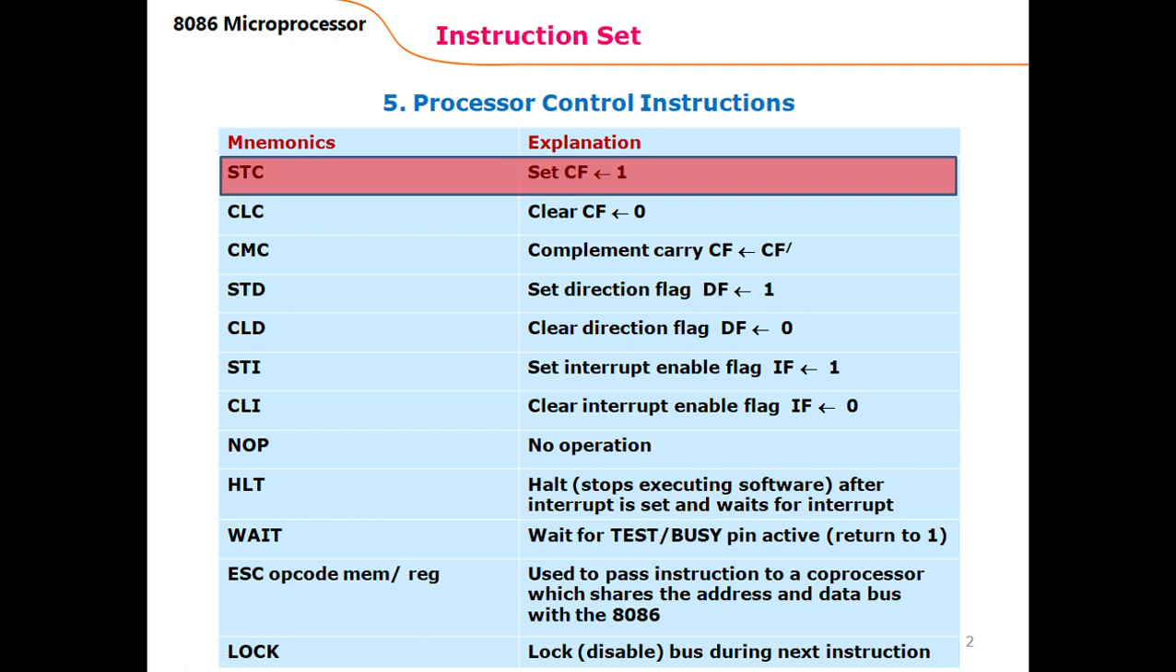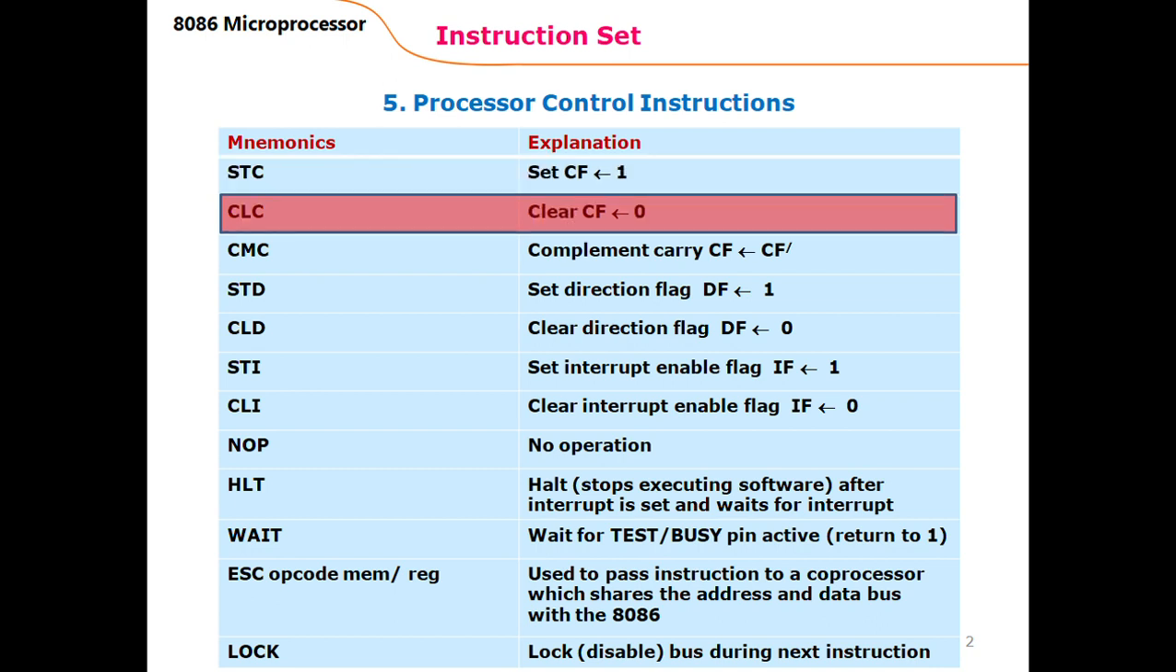Starting from the first instruction in this set, STC means set carry flag. So this instruction is used to set to 1 the value of the carry flag in the flags register of 8086 microprocessor. This value is not only checked or set by this instruction, but there are arithmetic instructions and logical instructions. They also change the values of the flag bits.